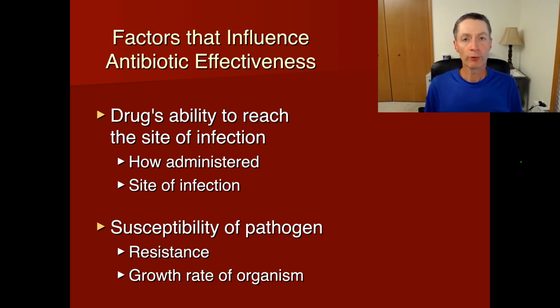And also the growth rate of that organism. It may not be susceptible to the drug we're using if the growth rate of the population of cells outpaces the rate at which we can kill the cells. So the overall population will not be susceptible to the drug if the population grows faster than the drug can kill.